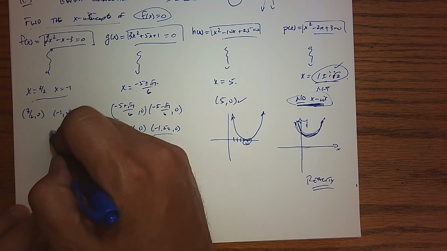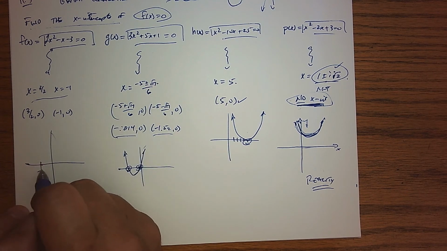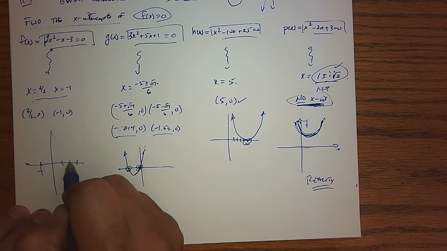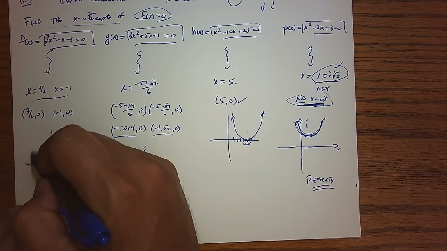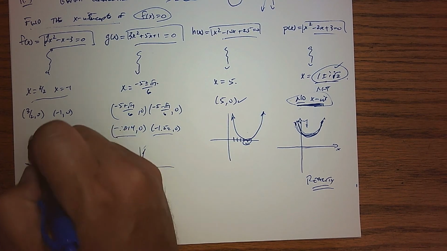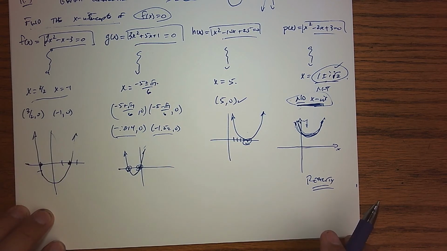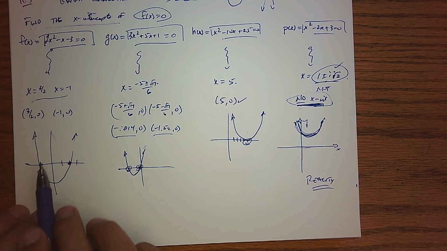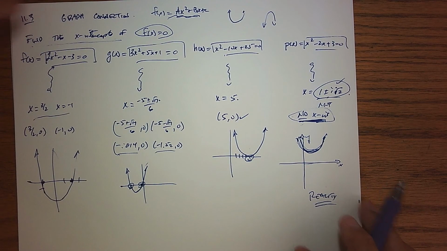And then this one that's pretty nice, right? So you have negative 1, 0, and 3/2, 0. So this graph also, when I graph the U shape, is going to be crossing the x-axis at two very nice locations. So that's basically the graphical connection behind what we've been doing in this section.